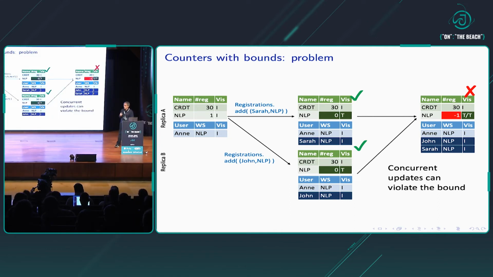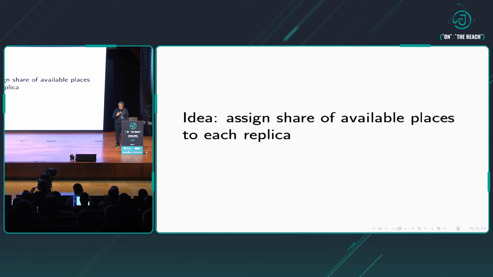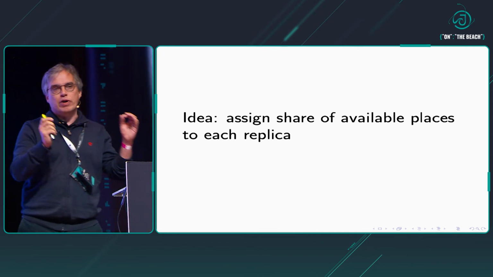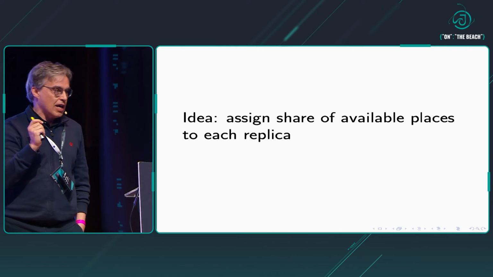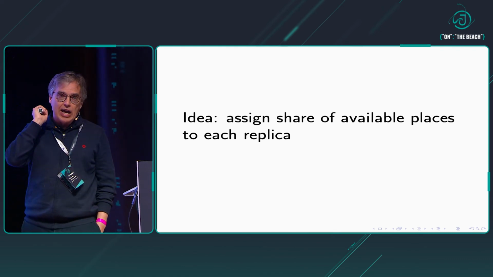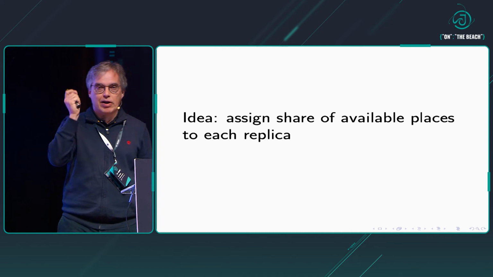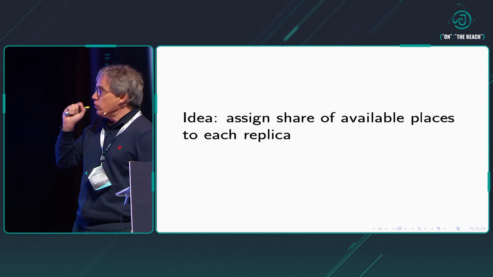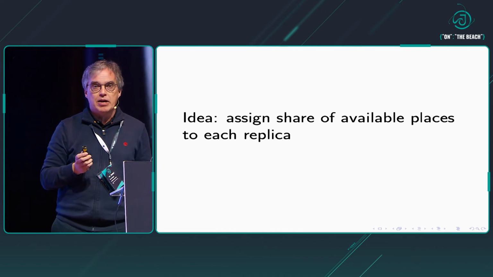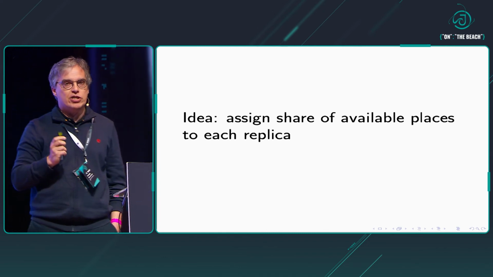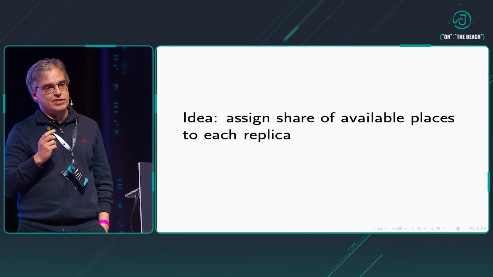So how can this problem be solved? A possible idea is to assign a share of the available places to each replica. The other alternative would be to have a replica that holds the number of available seats, and when I want to register, I go to that replica and see how many seats are available. But that would require that every operation coordinate with that server.